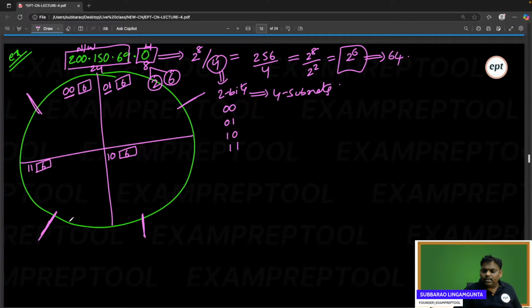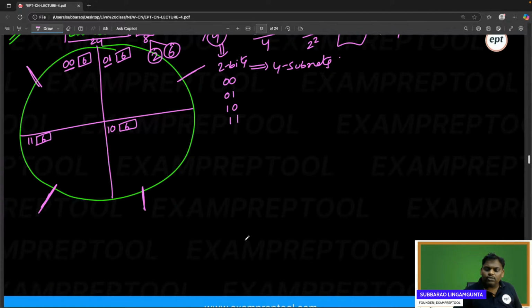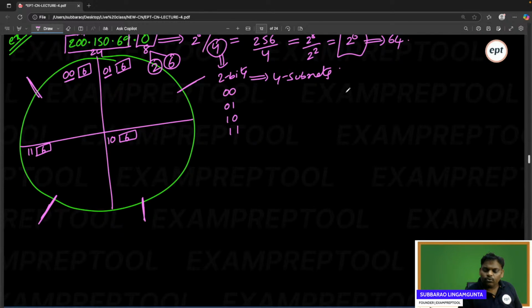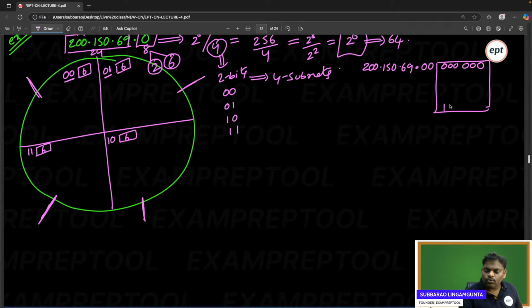So I will write it also clearly. Can you see everyone? Everyone see? So I am writing clearly, see this one. 200.150.69, it is okay. Now see this one, followed by 00. Understand here, 6 zeros to 6 ones. This is one subnet.